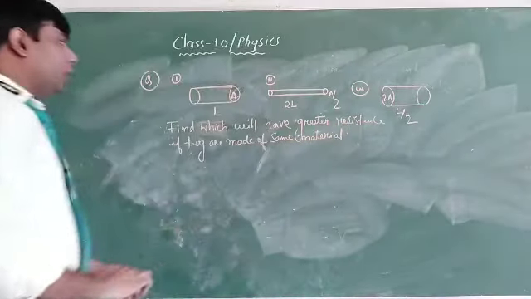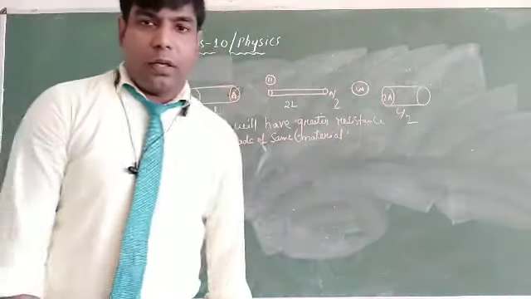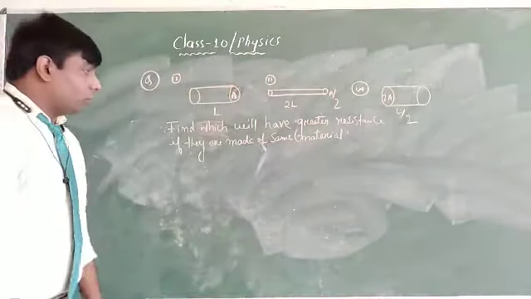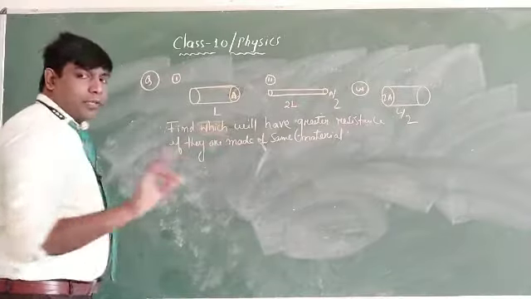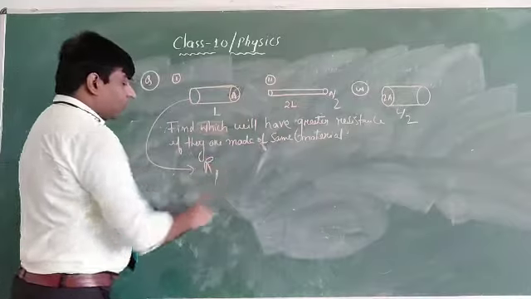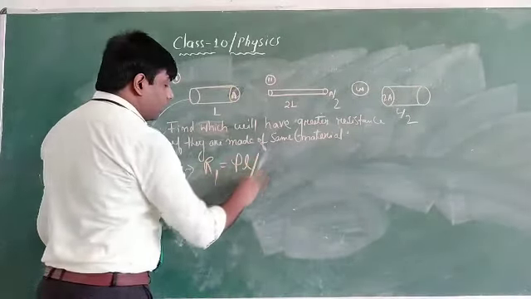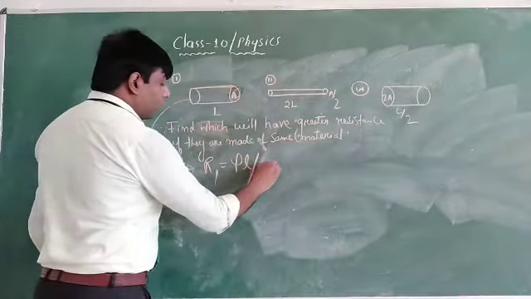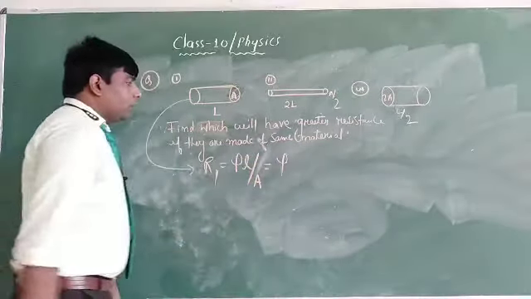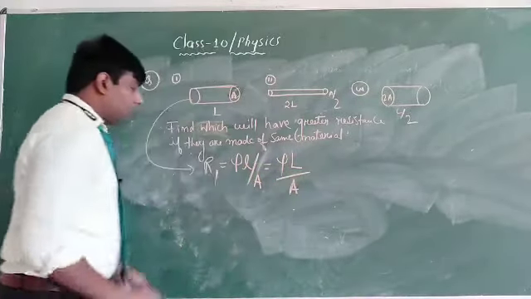See, there are three wires given. They are given the length and also the area, and they are asking in which case the resistance will be greater. They are made of the same material. So let us say the resistance of this is R1. The formula is rho L by A. Here rho is constant, let us consider the length to be L and the area A.